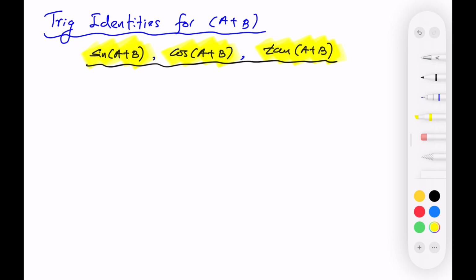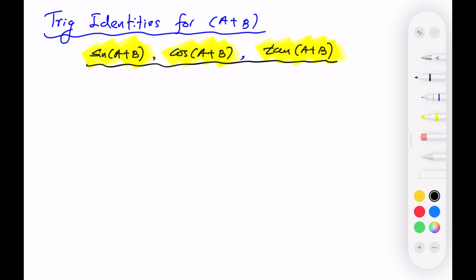Acute angles means the angles found in the first quadrant, or in other words, angles between 0 degrees and 90 degrees. But please note that angles A, B, and also A plus B do not have to be within the first quadrant. They can be technically any size angle, and these trig identities are going to be universally valid. However, for the simplicity of our discussion, I'm going to assume A, B, and also A plus B, all of these angles to be acute angles.